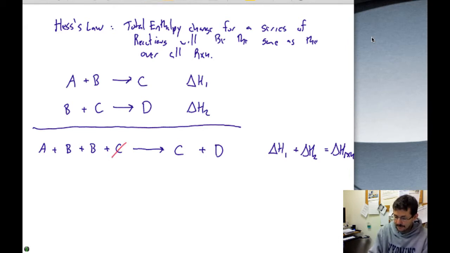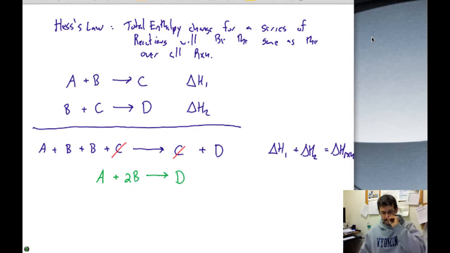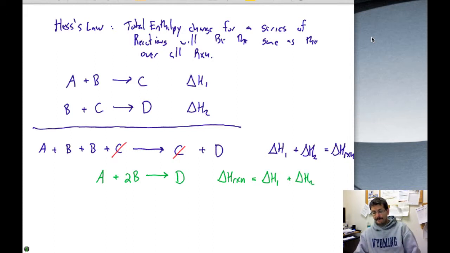But things that are the same on both sides of the reaction cancel out, leaving us with A plus 2B going to D. A plus 2B going to D, with the overall reaction being equal to delta H1 plus delta H2. Now, it seems trivial, just adding reactions together, but there's actually other benefits to it.